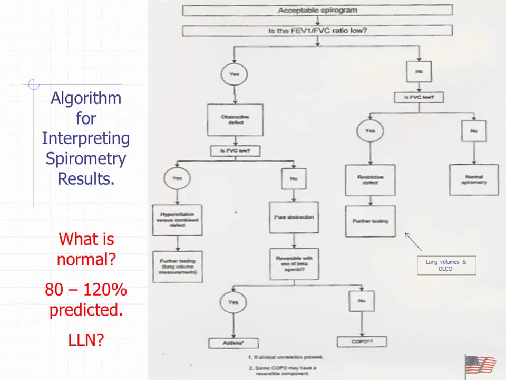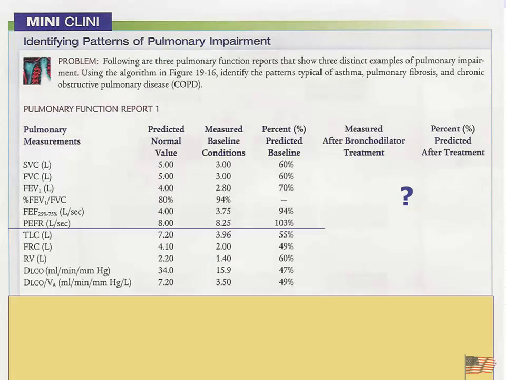So if you look at most of them, they'll tell you what the lower limits of normal is, as opposed to saying 80 to 120. For our purposes right now, we'll stick with the 80 to 120 because that's what we've learned up to this point in time. So here's our predicted, here's our measured, and our percent predicted.